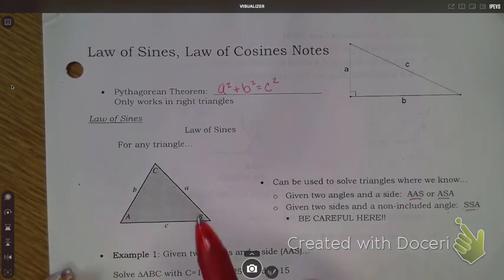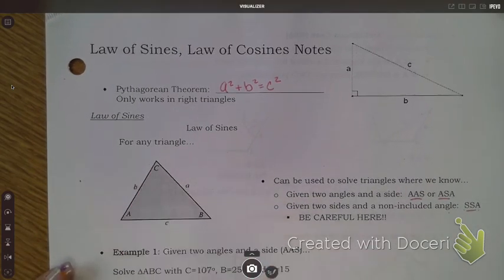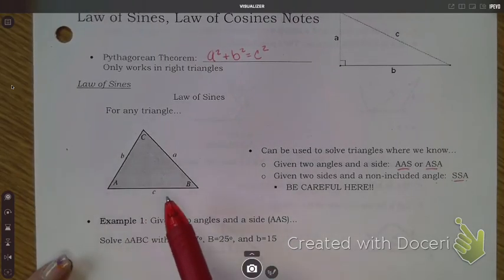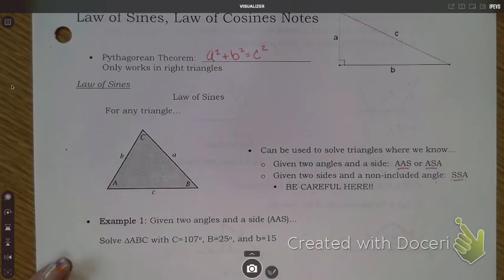Okay, so this is a non-right triangle. I would encourage you to make your triangles non-right when you are drawing them. If you make them right in your brain, you're going to try to use the Pythagorean theorem. So these are non-right triangles, every single one of them.